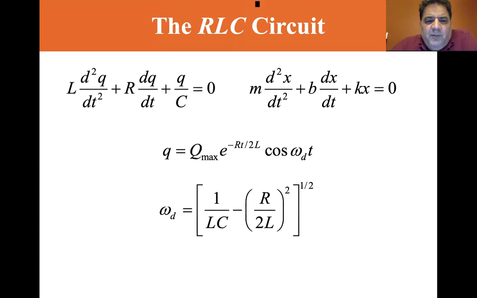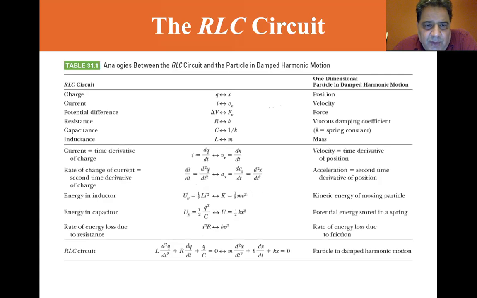Okay, so omega d is equal to the square root of 1/LC, which, if you recall, is related to the oscillation, minus (R/2L) squared. All of that, you take to the 1/2 power, which is the same as the square root.